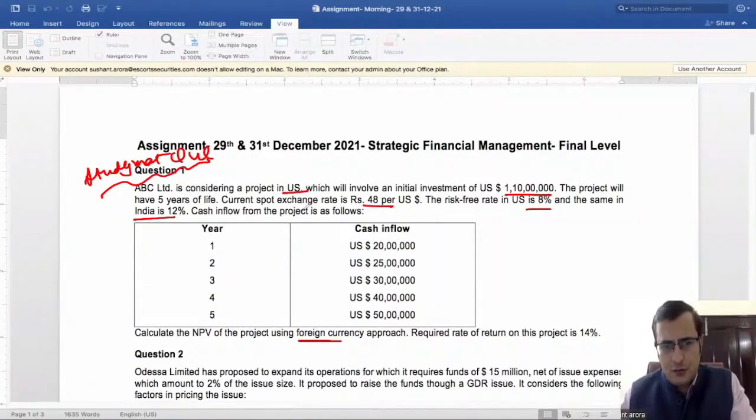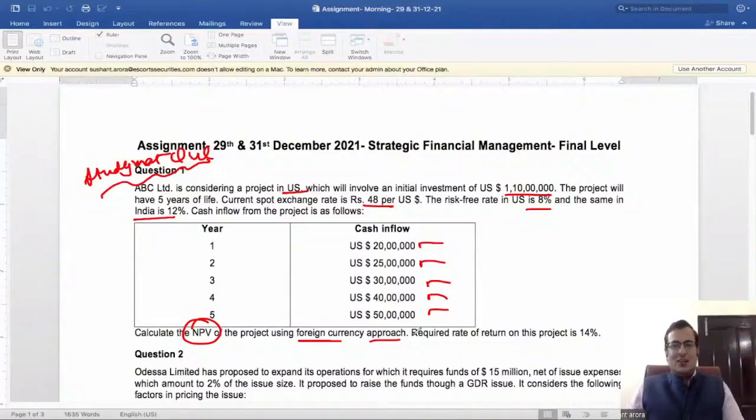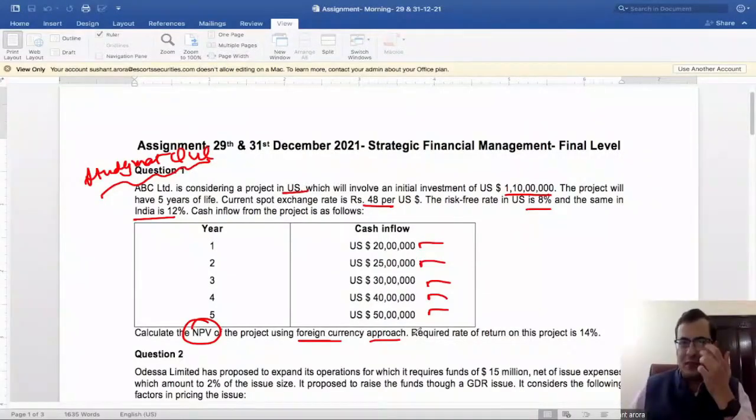Cash inflows from the project are as follows: 20 lakhs, 25 lakhs, 30 lakhs, 40 lakhs, 50 lakhs. Calculate the NPV using the foreign currency approach. So what does foreign currency approach mean? What is the first step that we did? Open up your books where you had written.